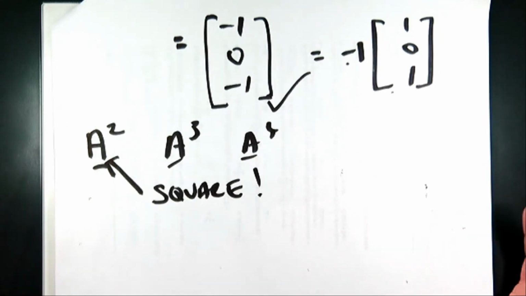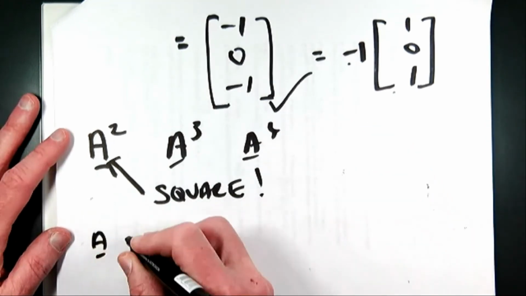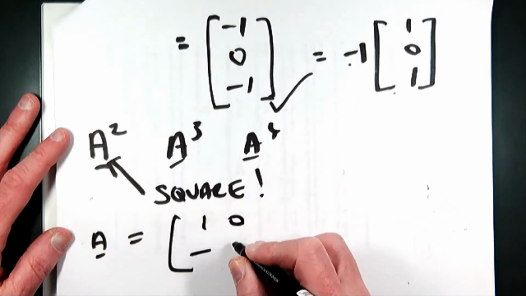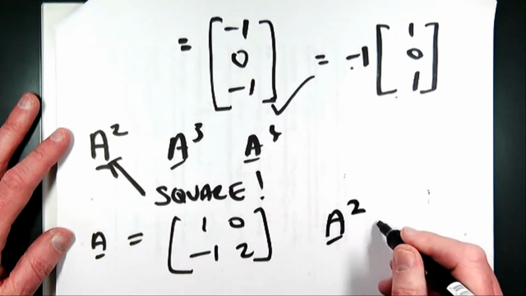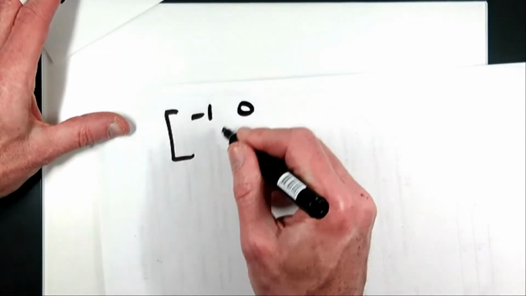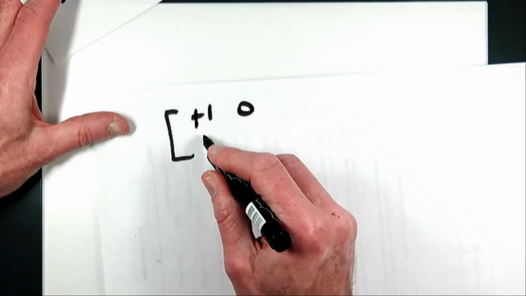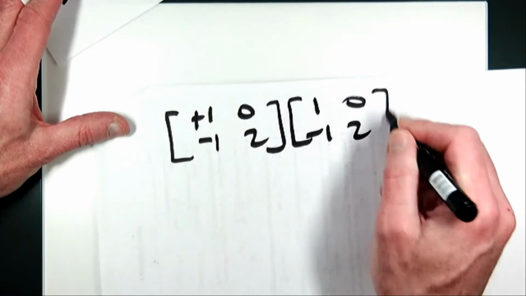Here's an example, and there are some examples in exercises 1 on Loop. Let A be the matrix with rows 1, 0 and minus 1, 2. What's A squared? What you do is you multiply A by A: the matrix 1, 0, minus 1, 2, times the matrix 1, 0, minus 1, 2.